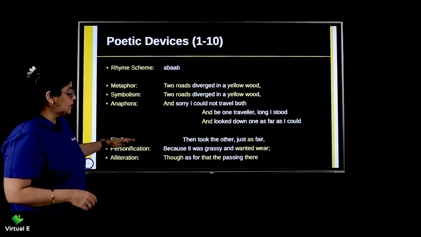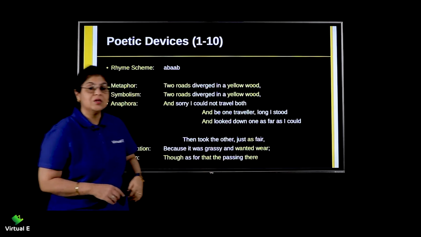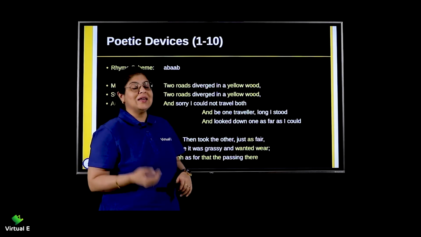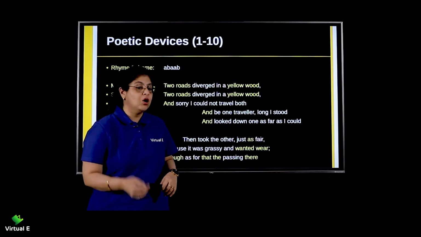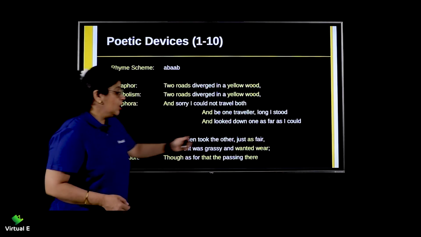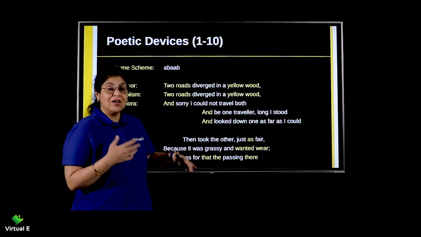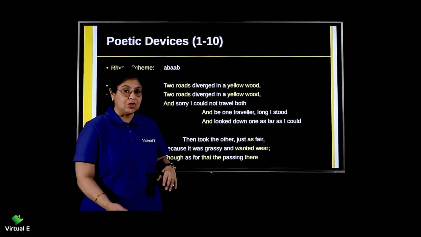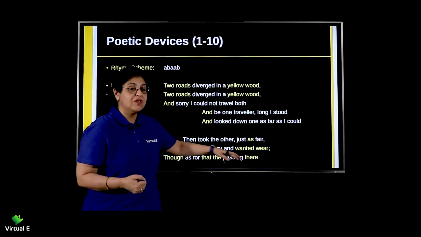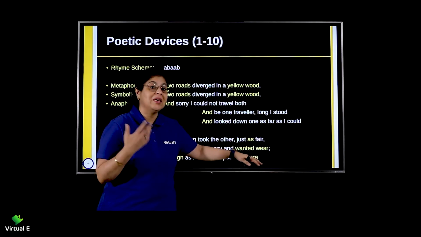Simile, we just spoke about. Personification, because it was grassy and wanted wear. Personification, let me recall the definition. It is an inanimate object, a non-living thing, getting the quality of a human. Now, wanted wear means it had to be used, right? Now, we cannot talk about a road being used, right? It is an inanimate object. Here it is personification because it is being personified with a human quality of being used.